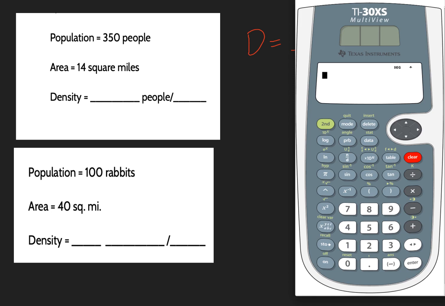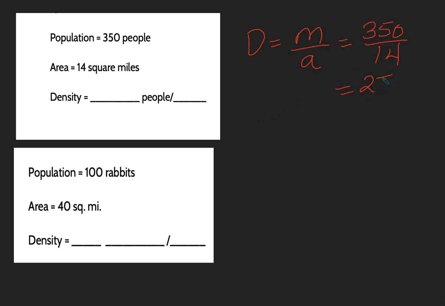If you use your calculator, 350 divided by 14, enter, I got 25. So my answer is 25. So this would be 25. And remember, this is your people and this is your square miles. So your answer is 25 people slash, and now you're just going to write here square miles.